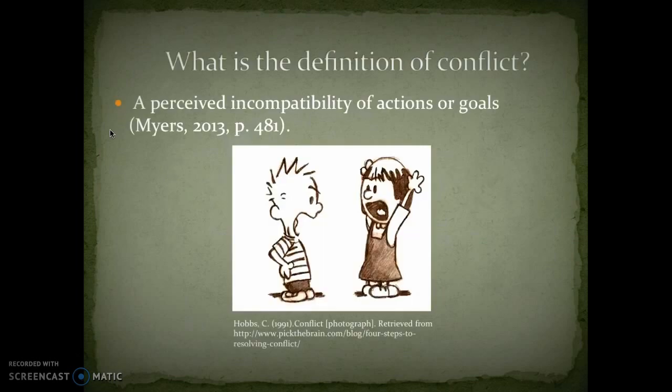What is the definition of conflict? The definition of conflict, according to Myers, is a perceived incompatibility of actions or goals. I believe that Myers is explaining that when it comes to conflict, it suggests that people are involved and are totally dedicated to the situation at hand. If conflict never existed, neither would we know what good is all about. You can't have one without the other.